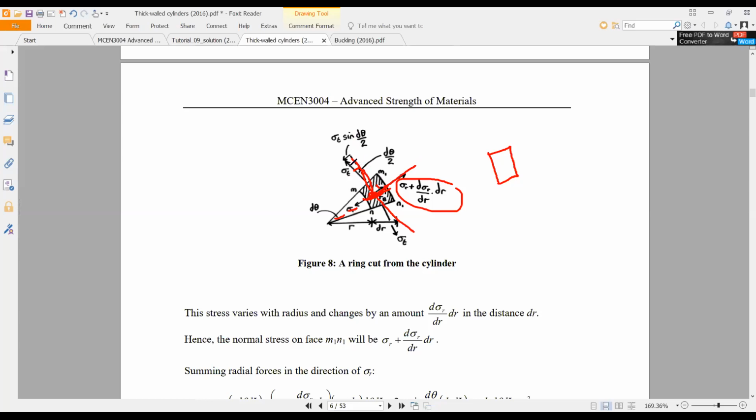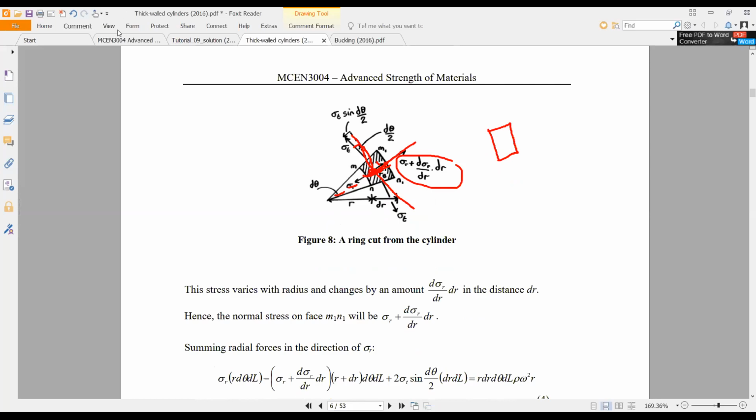So the y component we can get using this equation, because if this is d theta, this is half of the d theta, and this angle is also half of d theta. So then you can get the component of the sigma t, and the same thing on this side also, sigma t sine d theta divided by 2. So I think it's clear.